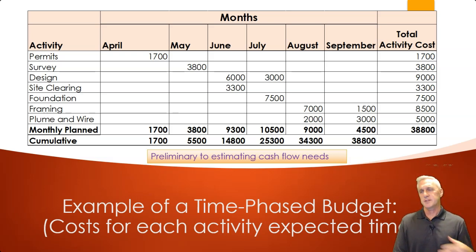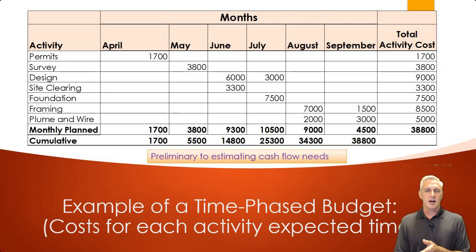So let's say the permits, we can do all of that in the month of April, so we're going to spend all that money in April. That's our plan. Survey has to come after the permits. We'll spend all of our $3,800 in May. Design, however, it might take a little more time, so we'll spend the majority of our money in June. Then we're probably going to round it out with a little bit more money in July to finish up the design process. Site clearing, we can do that in a month. Foundation a month. Framing, plumbing, and wiring, that's going to take 2 months.